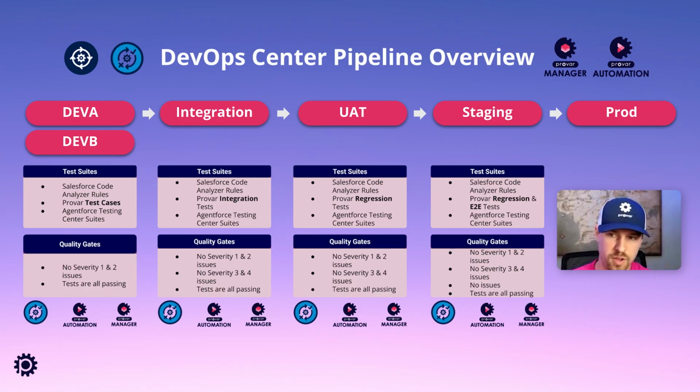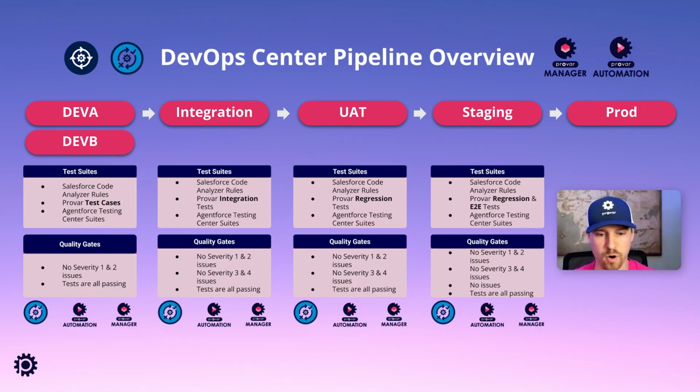We have our integration sandbox, UAT, staging, and then finally our production org. So we're going to be showing you what that pipeline looks like in DevOps Center. And then I'll show you as well how I've established all these quality gates and test suites for each of these stages in the pipeline. And all of this, of course, is built using DevOps Center and DevOps testing, which are free for anyone who's on the Salesforce platform.